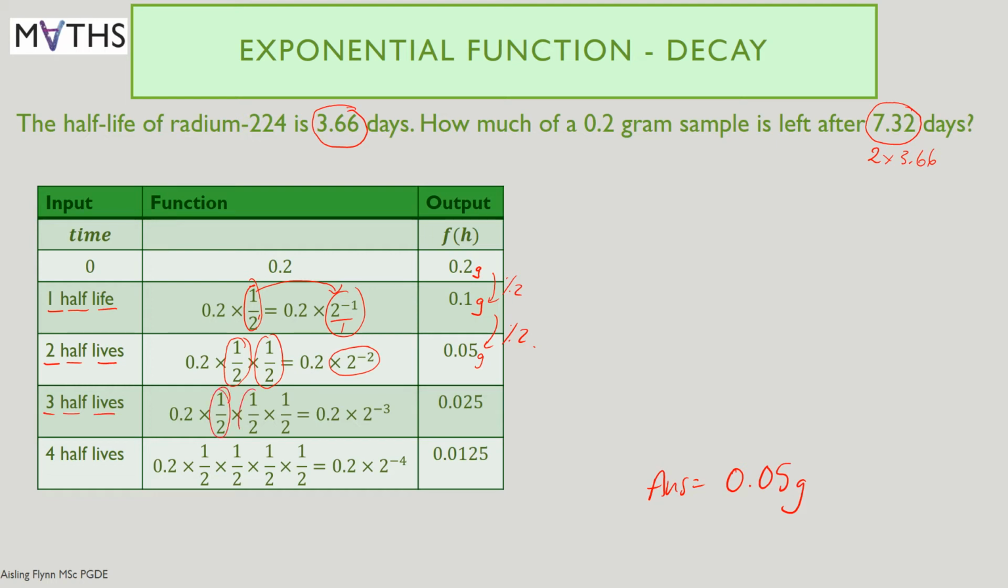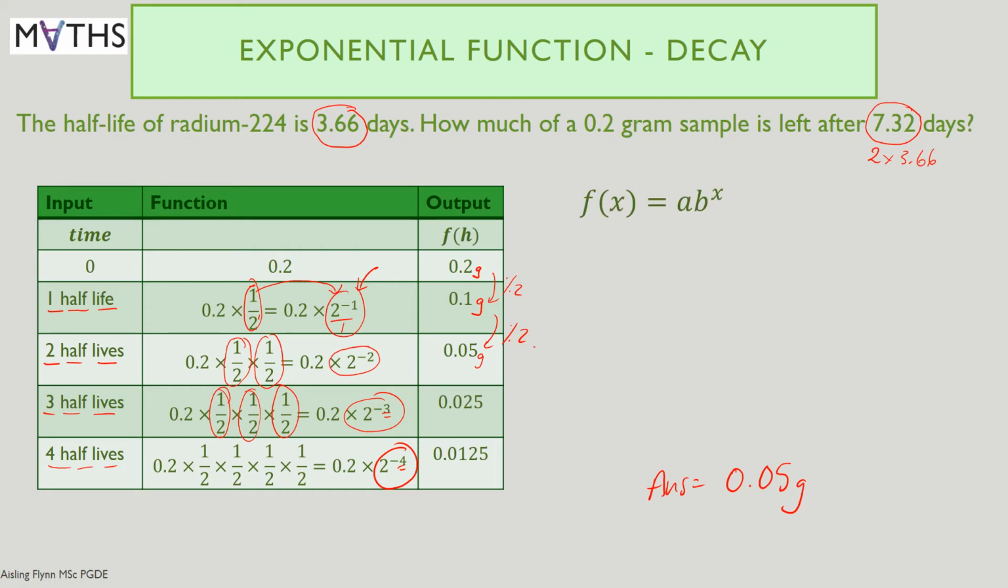So 3 half-lives, you get a half and a half and a half again, or multiply by 2 to the power of minus 3. Okay, and after 4 half-lives, you do it 4 times. Okay, or multiply by 2 to the power of minus 4. So when you have a negative power on the 2, it means decay. The numbers are going to go down.